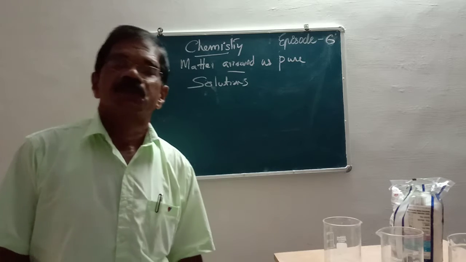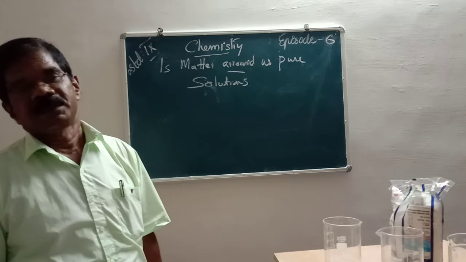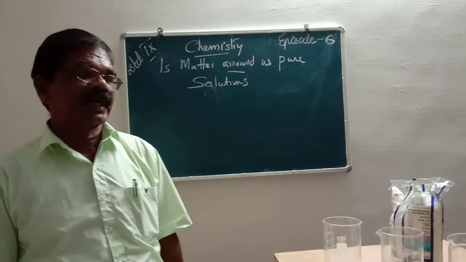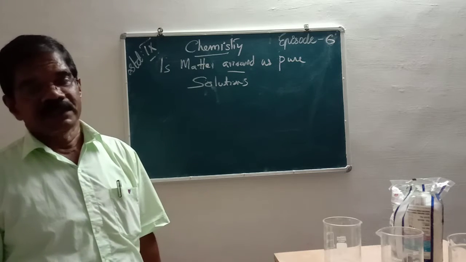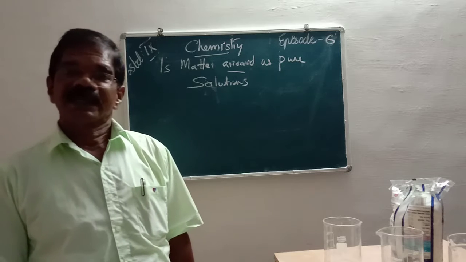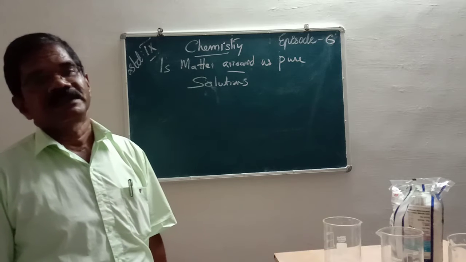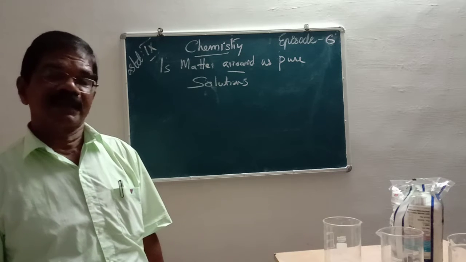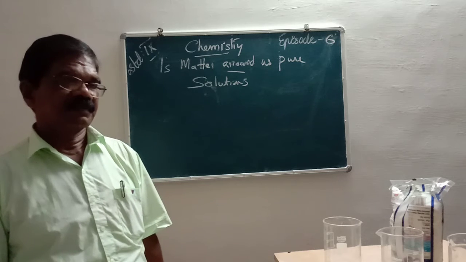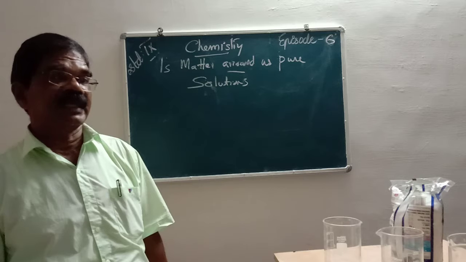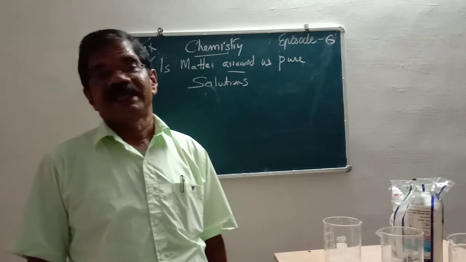For example, sugar solution, salt solution, etc. In a sugar solution, we know there are sugar particles and water particles. Similarly, in a salt solution, there are sodium chloride particles and water particles. Even though there are two kinds of particles, they are evenly distributed and show the same property throughout. Then heterogeneous mixtures show different properties in different parts.